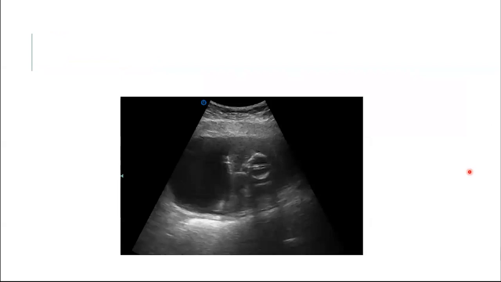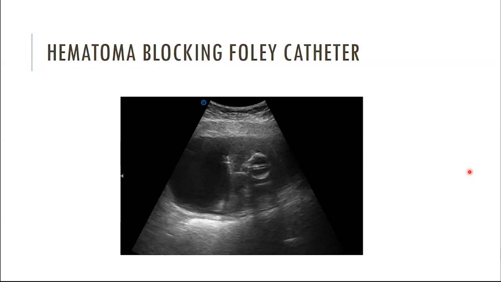Thoughts on this image? Is it a functioning Foley or not? I saw a couple heads shaking. There's actually a hematoma that has developed here in the bladder that is blocking the Foley catheter.